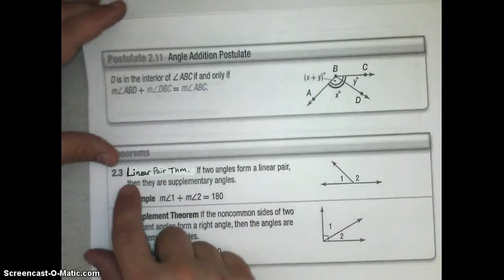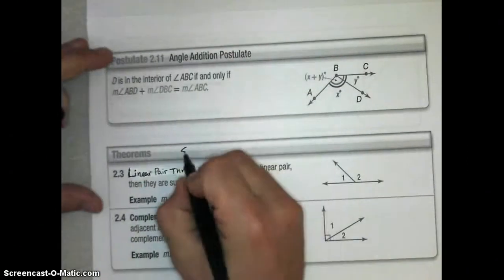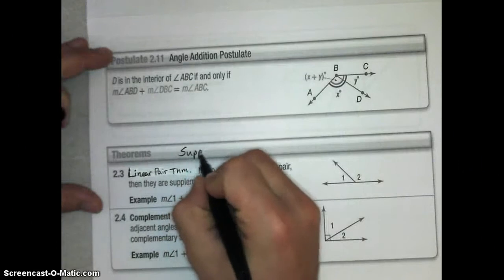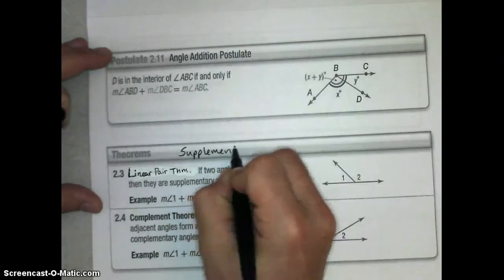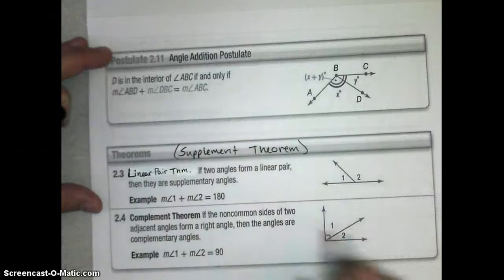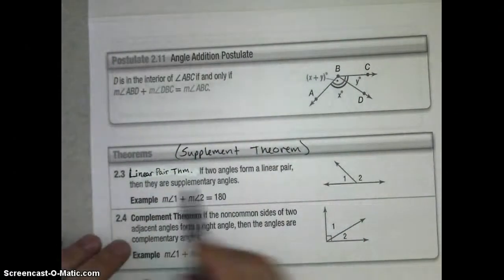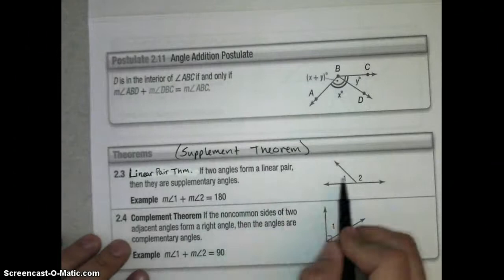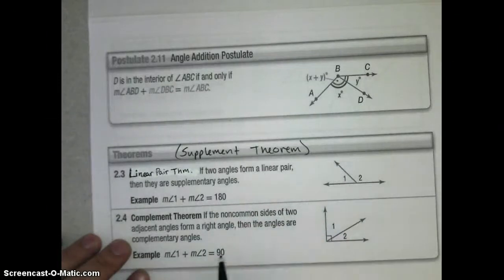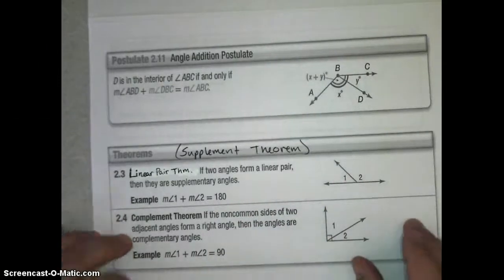Now in your notes, it's written a little bit differently, and in your book it's written differently, but this name is a little bit better name. In your book they call it the supplement theorem. But this is more commonly known as the linear pair theorem. If two angles form a linear pair, then they are supplementary angles. So if we have a linear pair, we always have a pair of supplementary angles.